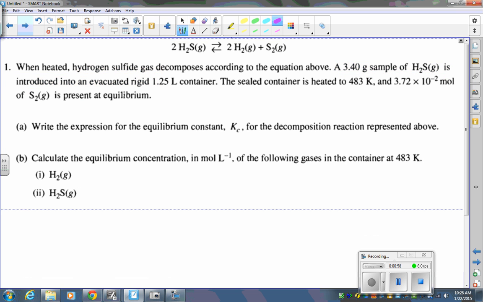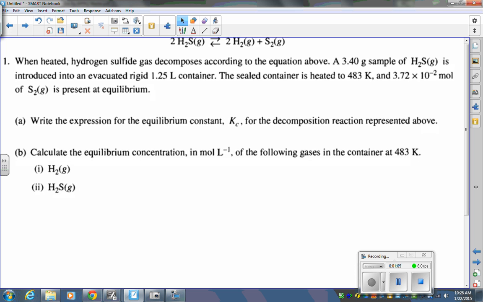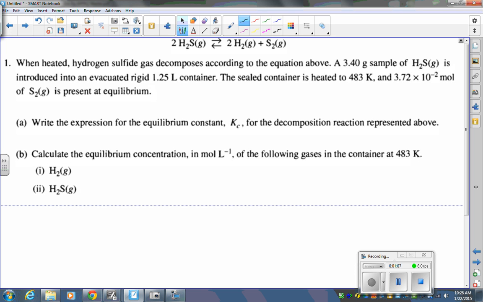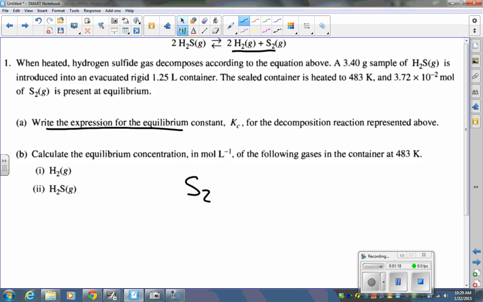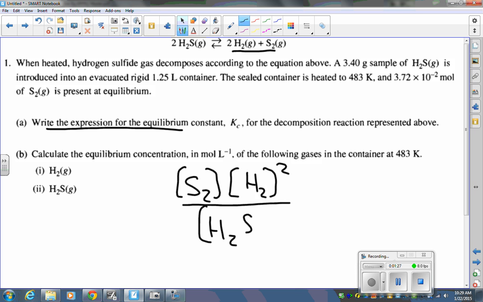So if we take this problem right here, the first thing they ask me to do is write an equilibrium expression. That's easy, it's products over reactants. So I'm going to say S2 to the first, H2 to the second, products over reactants, and then H2S squared, is equal to Kc. So you get 1 point on the exam for writing the equilibrium expression.